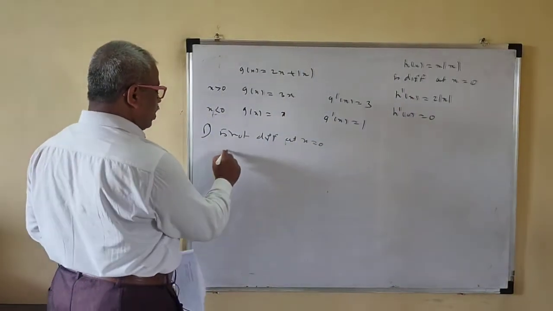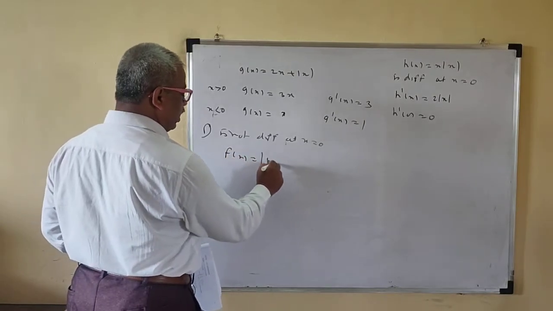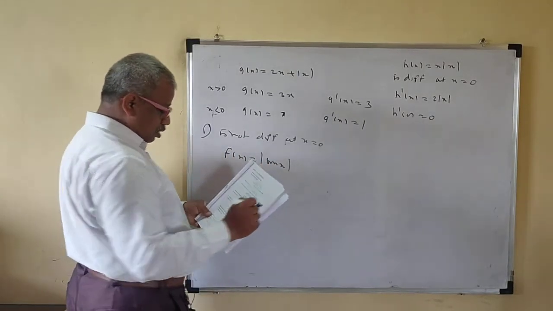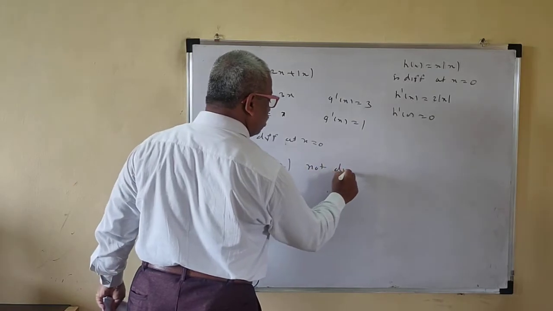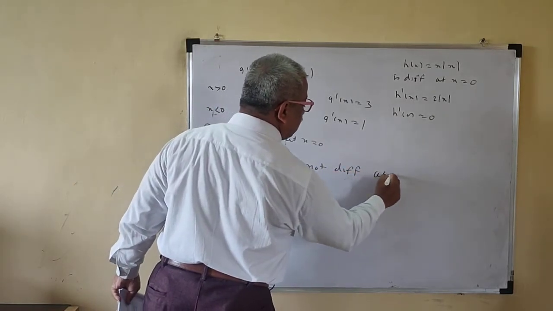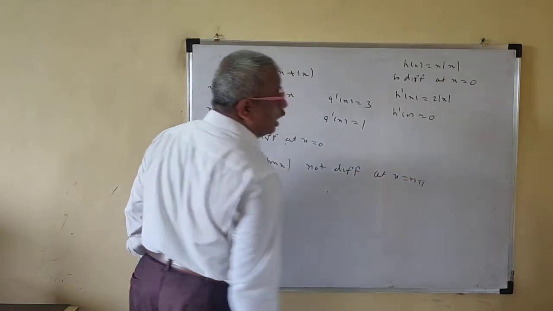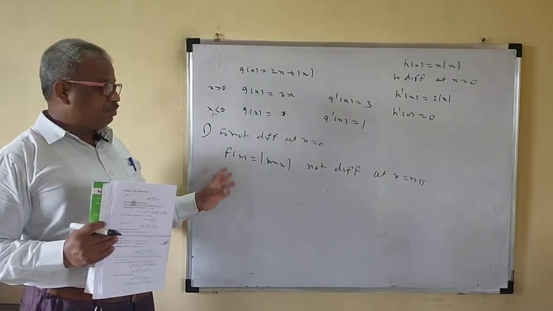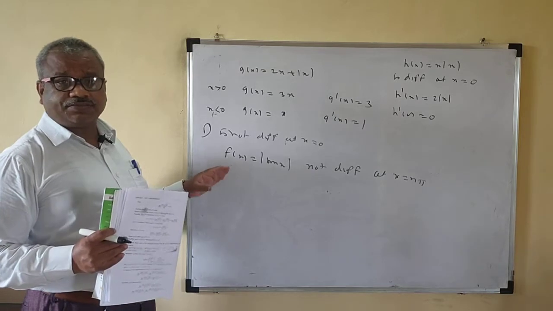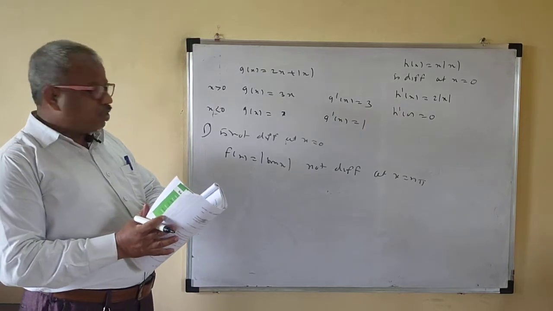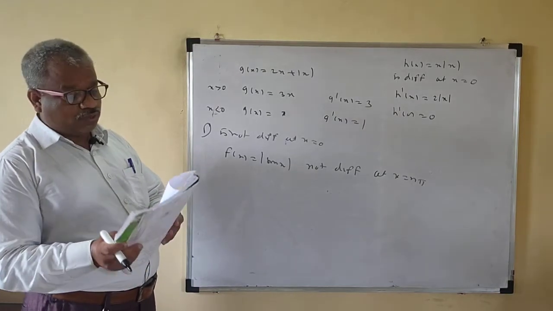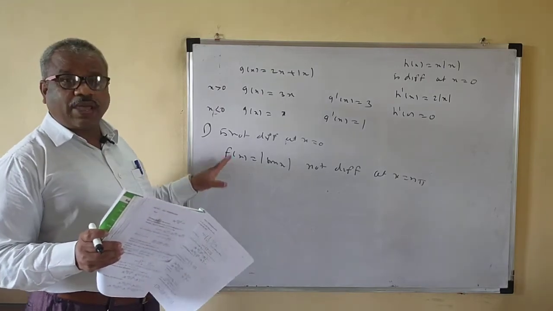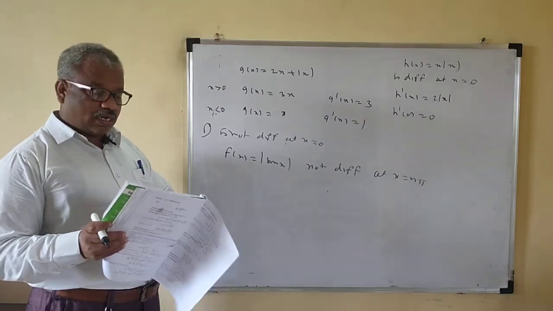Okay. So now f of x is equal to mod of sin x. Mod of sin x is not differentiable at x is equal to n pi. That means for integral multiples of pi, it will not be differentiable. You should remember this. We don't have to show that it is not differentiable at these points. We want to remember only where it is differentiable and where it is not differentiable.